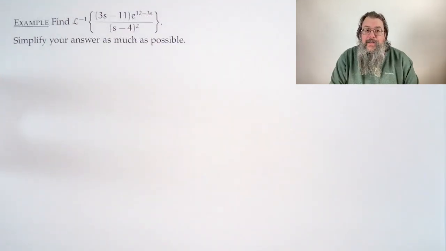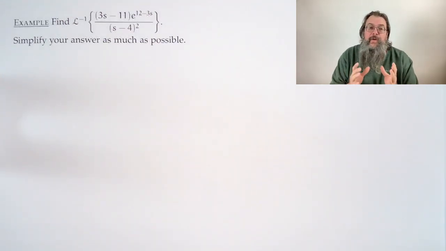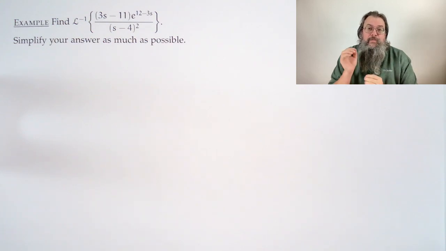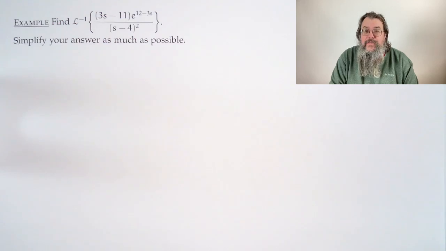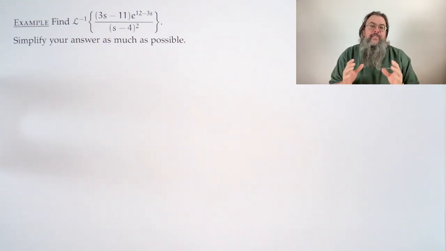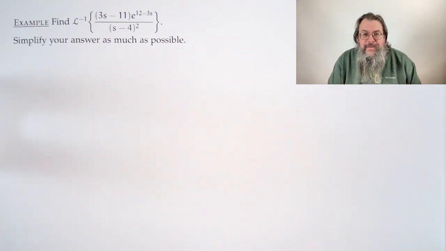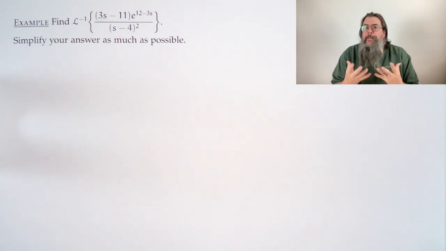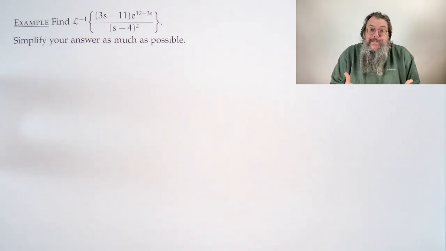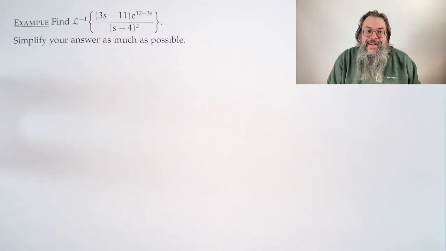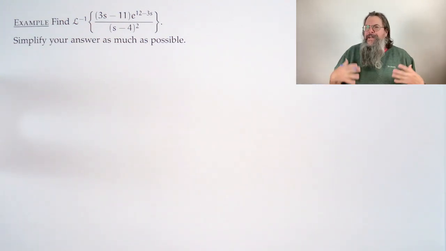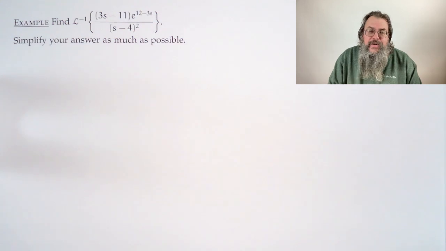Find the inverse Laplace of, upstairs, 3s minus 11, e to the 12 minus 3s, downstairs, s minus 4 quantity squared. And we're told to simplify as much as possible. Well, that probably is an indicator that it does simplify. And hopefully as much as possible. In particular, we are kind of expecting there to be a really nice answer.